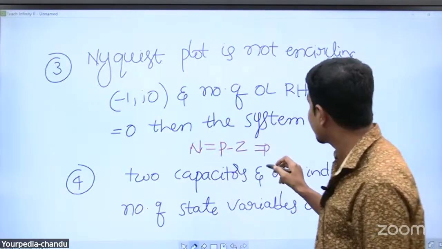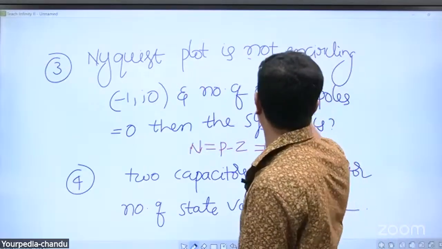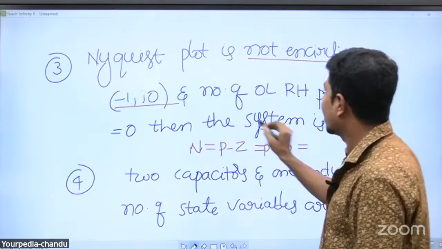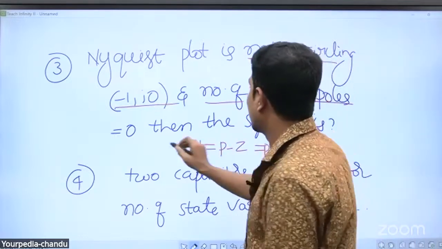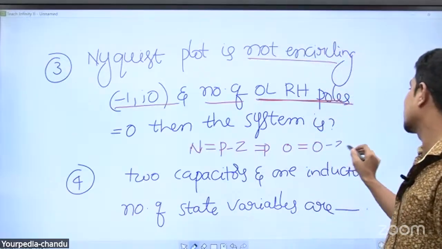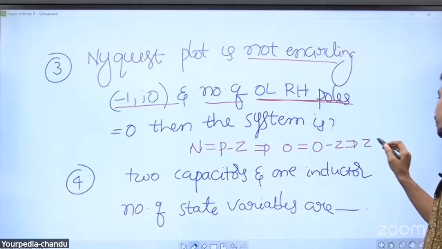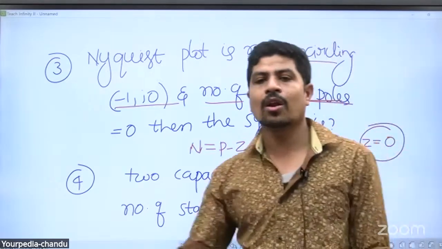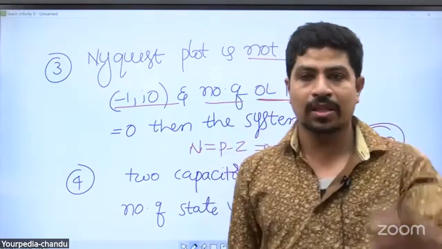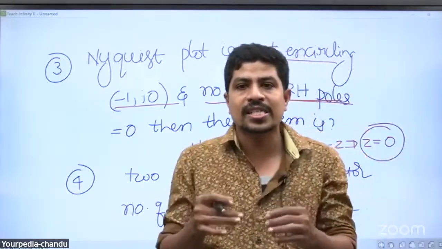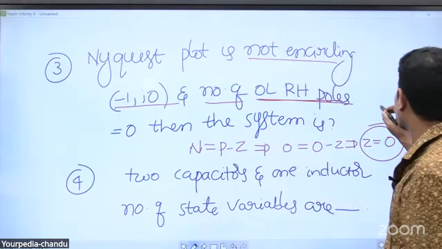That fellow himself is saying that the Nyquist plot is not encircling -1, j0, so N is 0, and he is saying that the number of open loop right half poles is also 0. So 0 equals 0 minus Z. From that, Z is equal to 0, where Z is the number of closed loop poles in the right half of the S plane. There are no closed loop poles in the right half of the S plane. If there are none, the system is obviously stable. System is what? Stable, right?